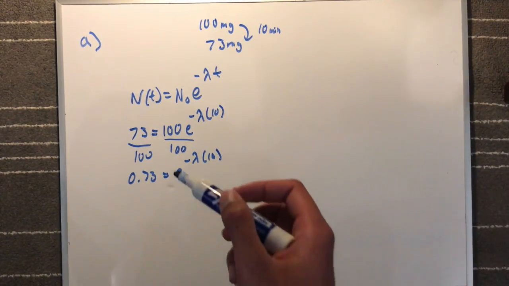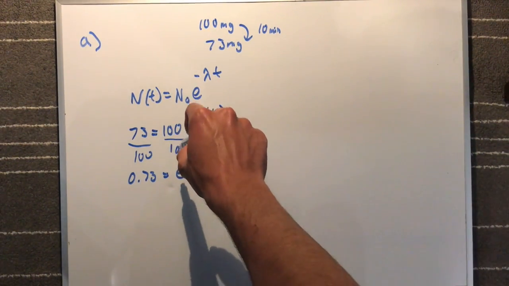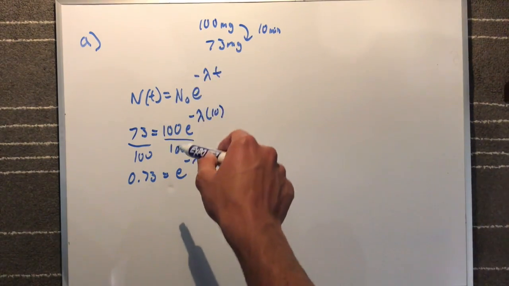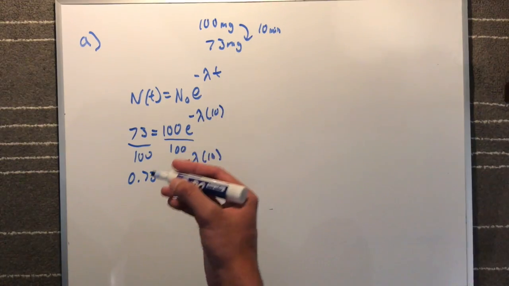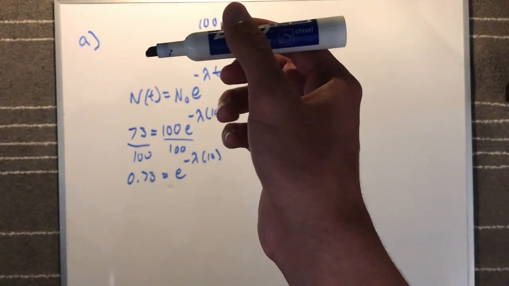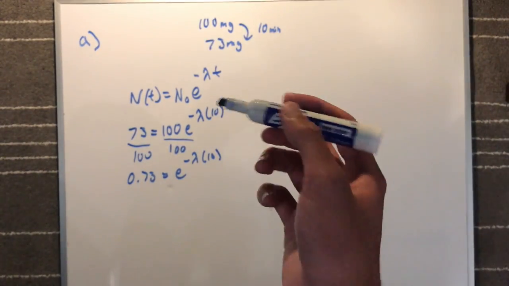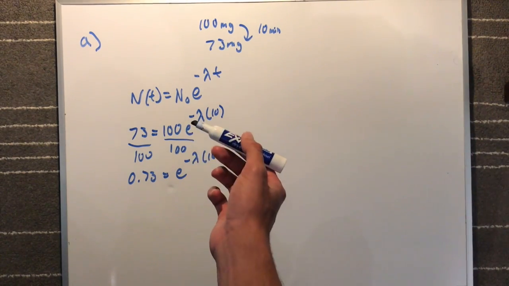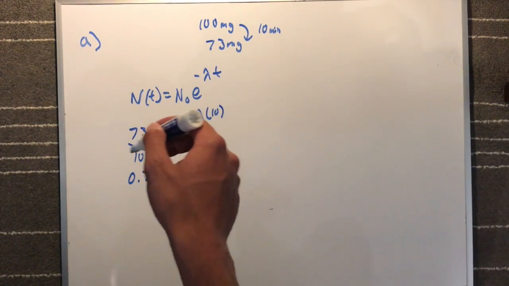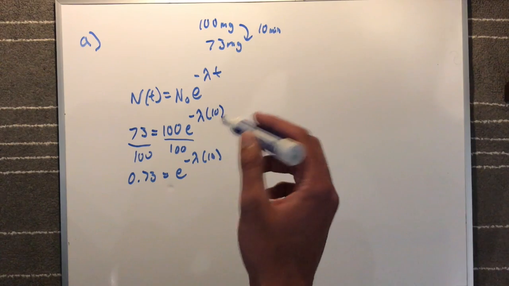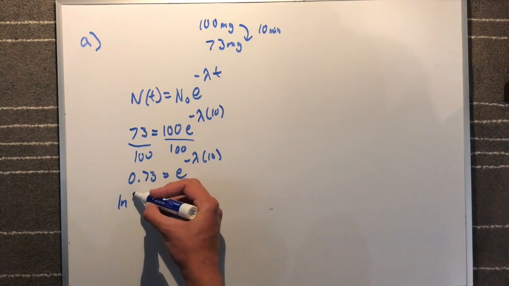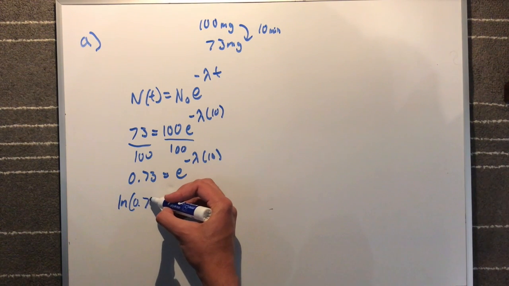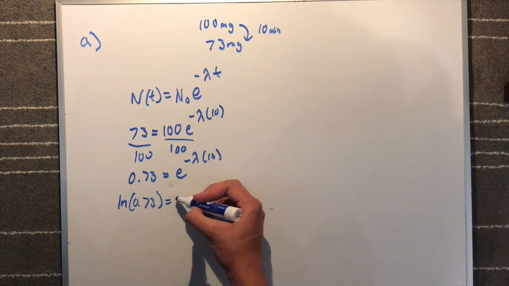Now we want to solve for the disintegration constant, so we have to get the power alone. The way that we do this is we ln both sides. ln is the natural logarithm, so it's log with the base of e. And e is a constant similar to pi, except e is approximately 2.71. So we're going to ln 0.73, and we're going to ln e.